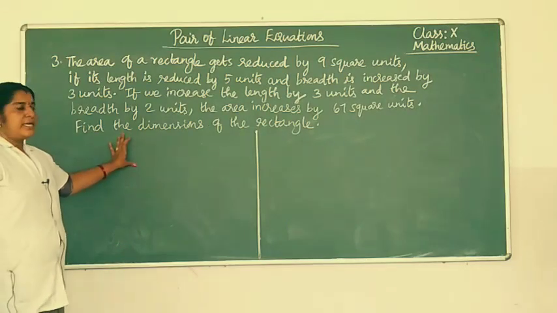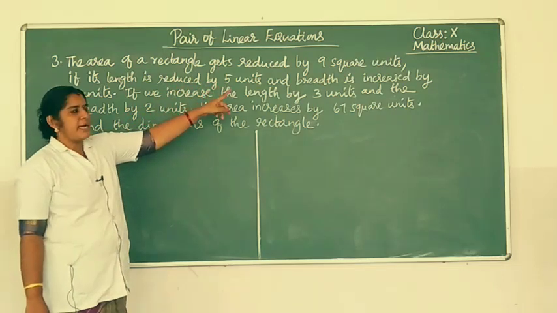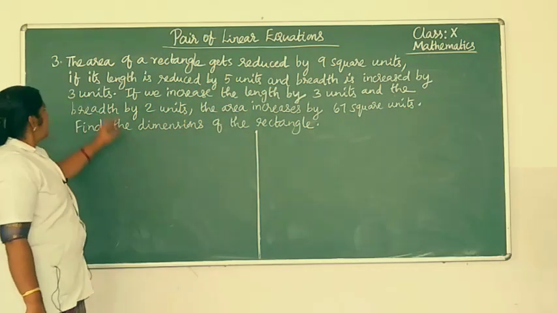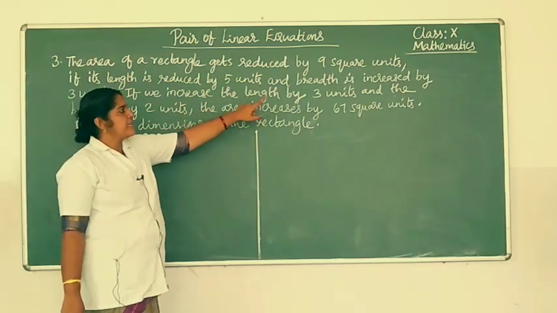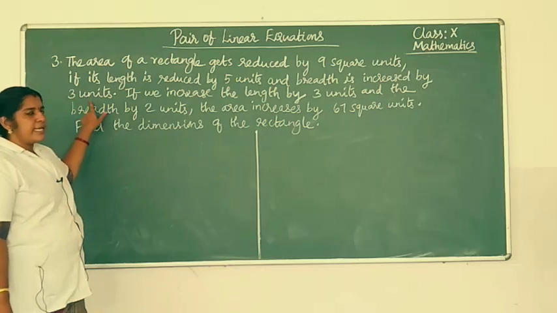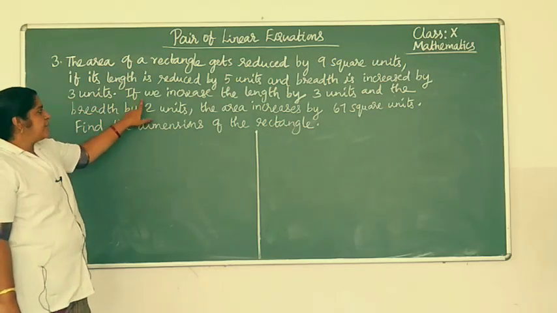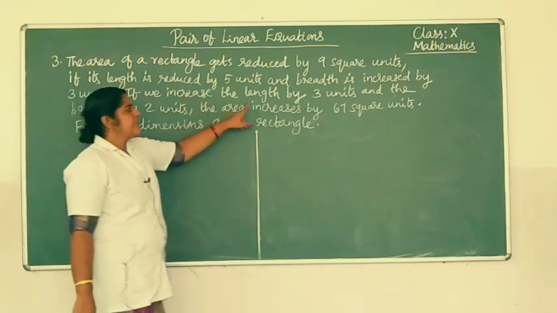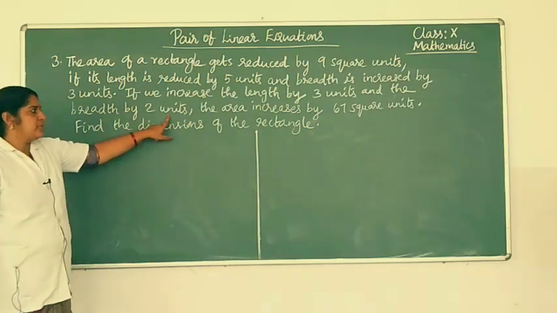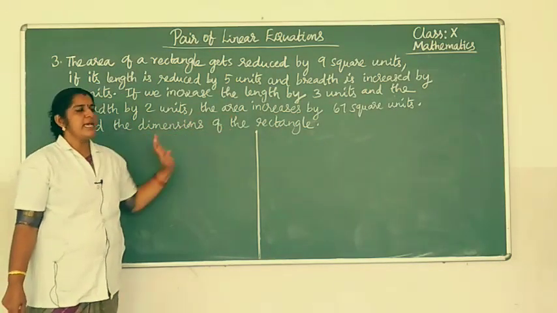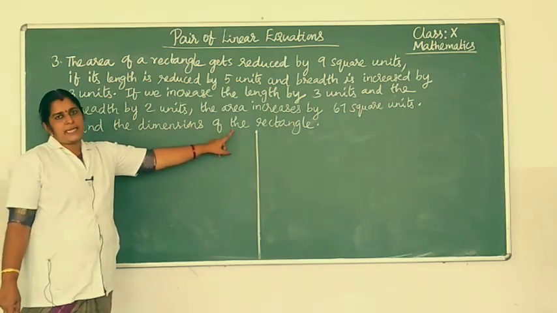This is the third question. The area of a rectangle gets reduced by 9 square units if its length is reduced by 5 units and breadth is increased by 3 units. This is the first case. Then second case, if we increase the length by 3 units and the breadth by 2 units, the area increases by 67 square units. Find the dimensions of the rectangle.